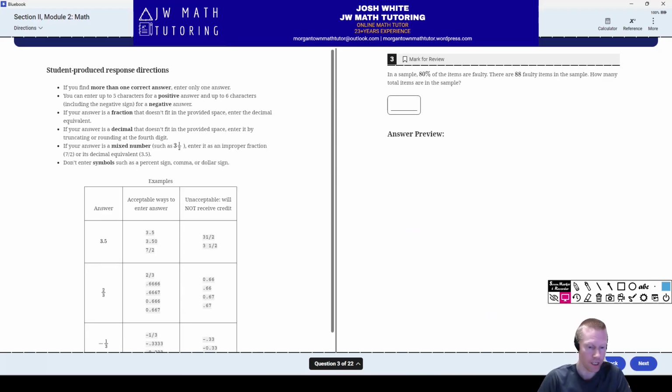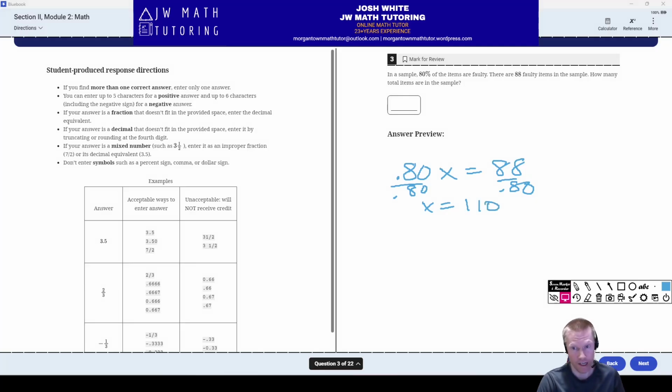Next up, number 3. Here, basically, this problem is telling you that 80% of some number is equal to 88. And so you can just set up an equation like this, and you can solve it by just doing 88 divided by 0.8. Answer comes out to 110.